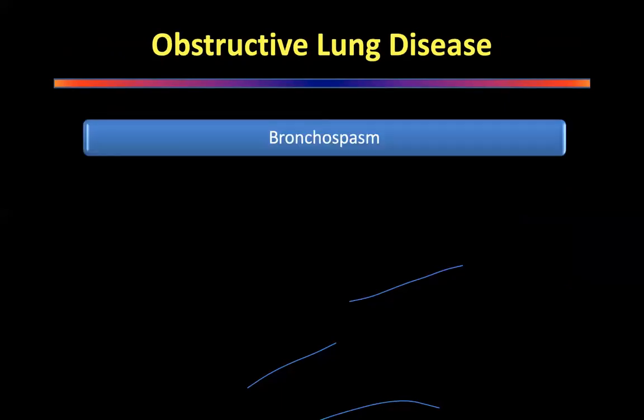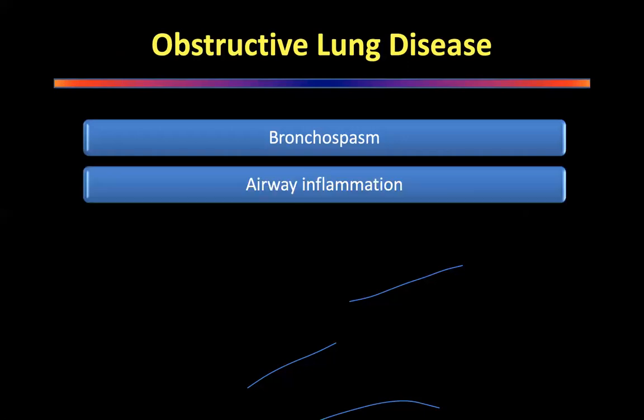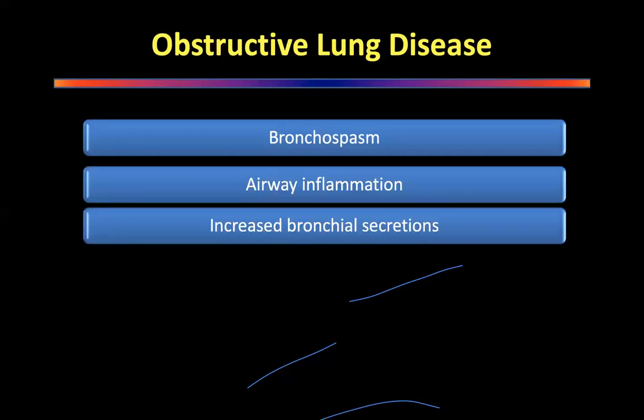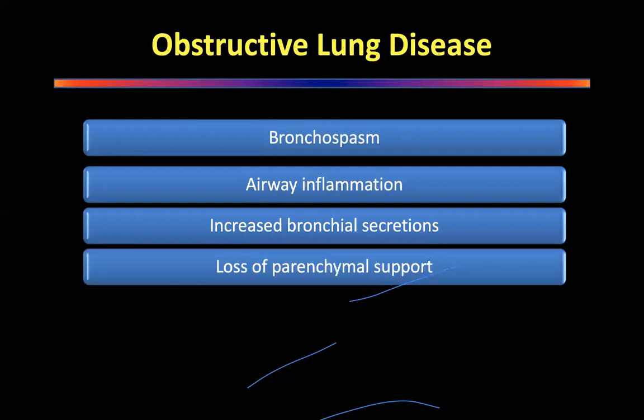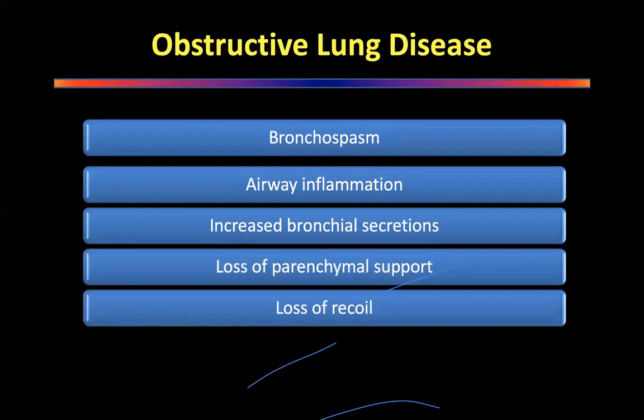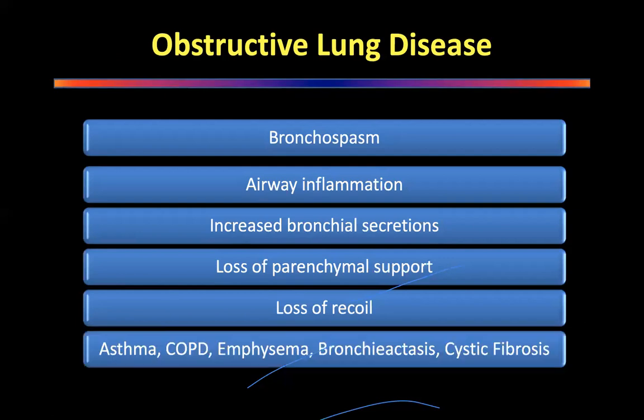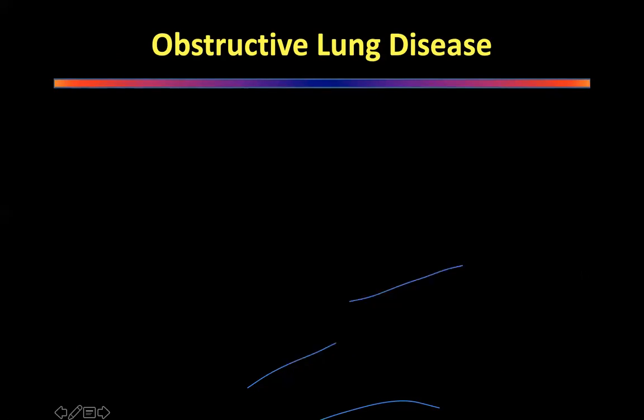So what causes obstructive pattern? Well, bronchospasm, I said that. Anything in the airway will cause this. So bronchospasm, airway inflammation, increased secretions in the airway, loss of parenchymal support, loss of recoil of the airway, and things which cause all of this are asthma, COPD, emphysema, bronchiectasis, cystic fibrosis. So all of this will give you an obstructive lung disease pattern.